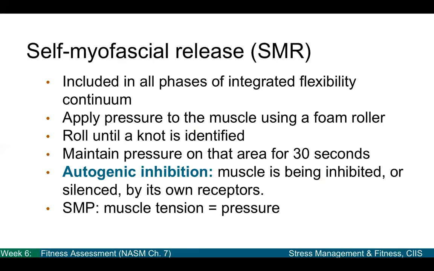Okay? All you're doing is applying pressure to this knot, and that results in a very important autogenic inhibition, which is, by definition, a muscle that is being inhibited or silenced by its own receptors. Okay, again, autogenic inhibition, a muscle being inhibited or silenced by its own receptors. Okay, so SMR, you could also think of it as releasing muscle tension through pressure. Okay.